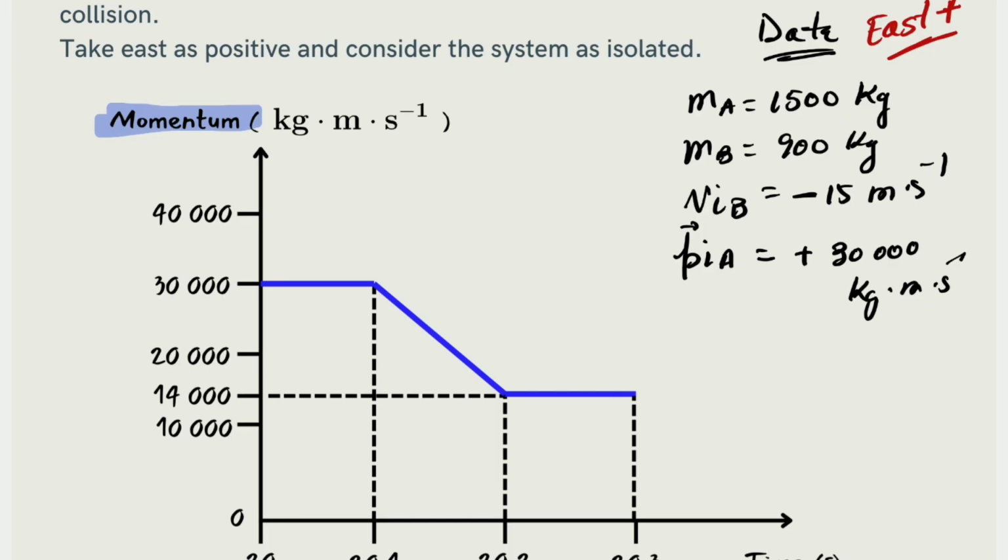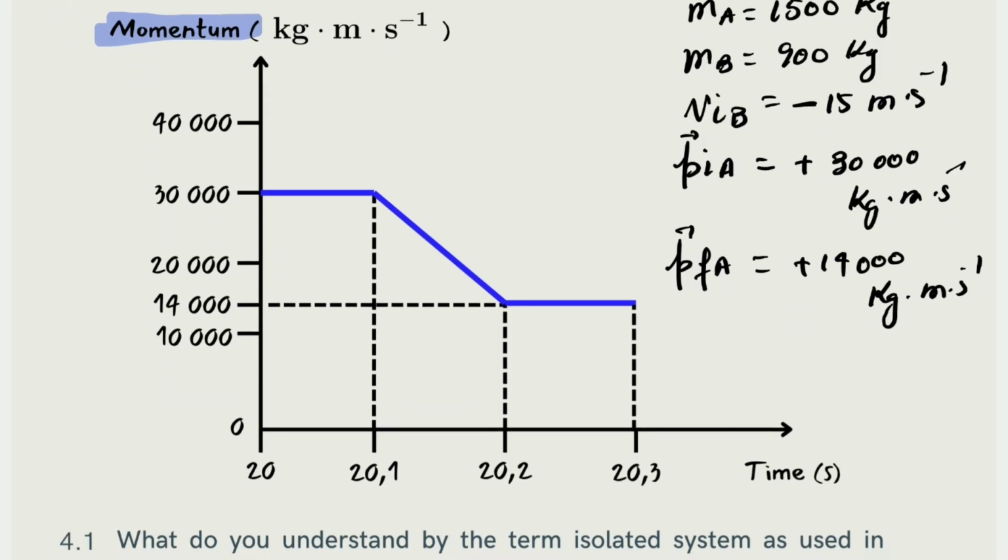And you can see that the final momentum of car A, that is also in the graph, is going to be equal to positive 14,000 kilograms meters per second. That is the data. All that is to the east. How do I know it's to the east? Because it's positive and they say take east as positive. All right, so guys, that is the data we have. We also have times here, but we'll see when to use the time in the question.